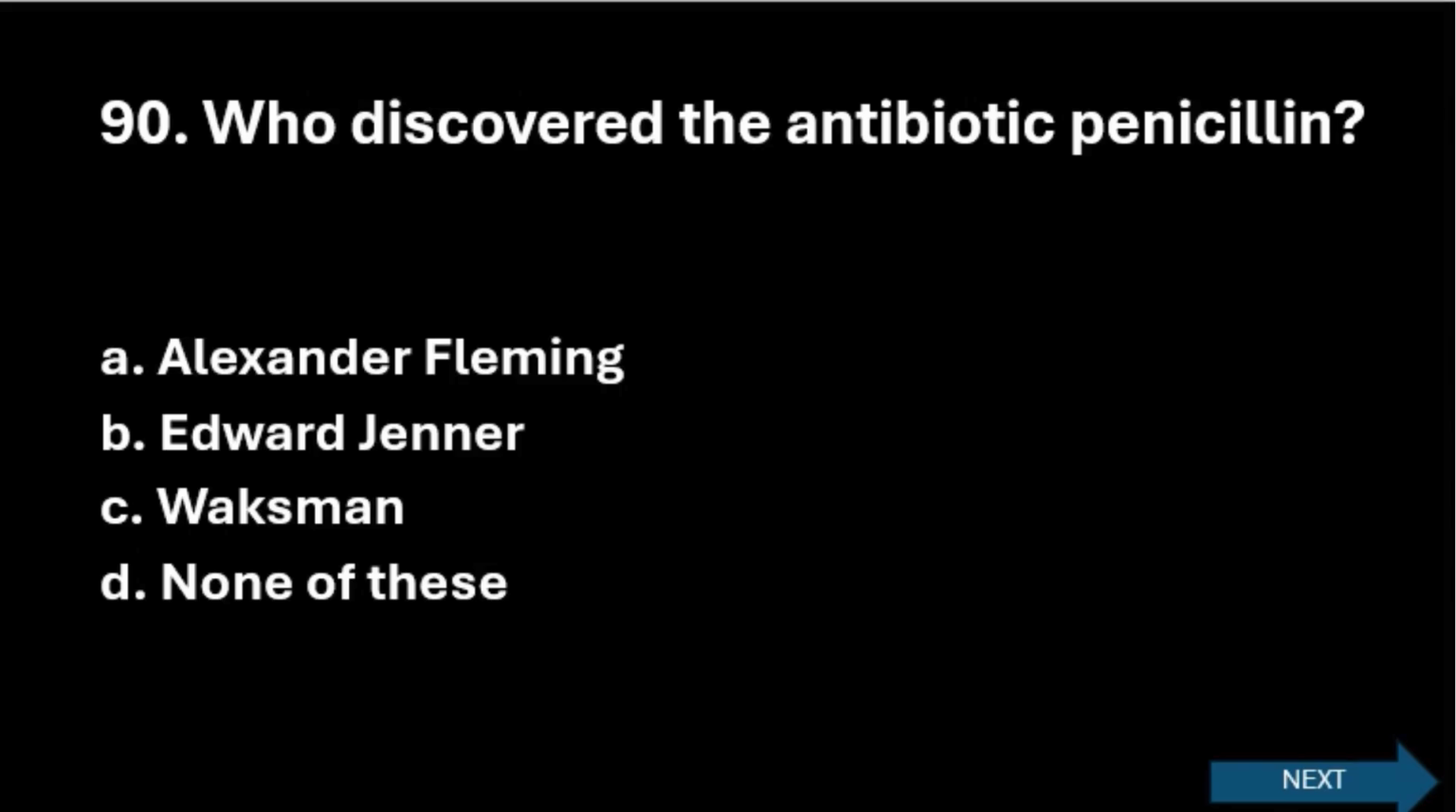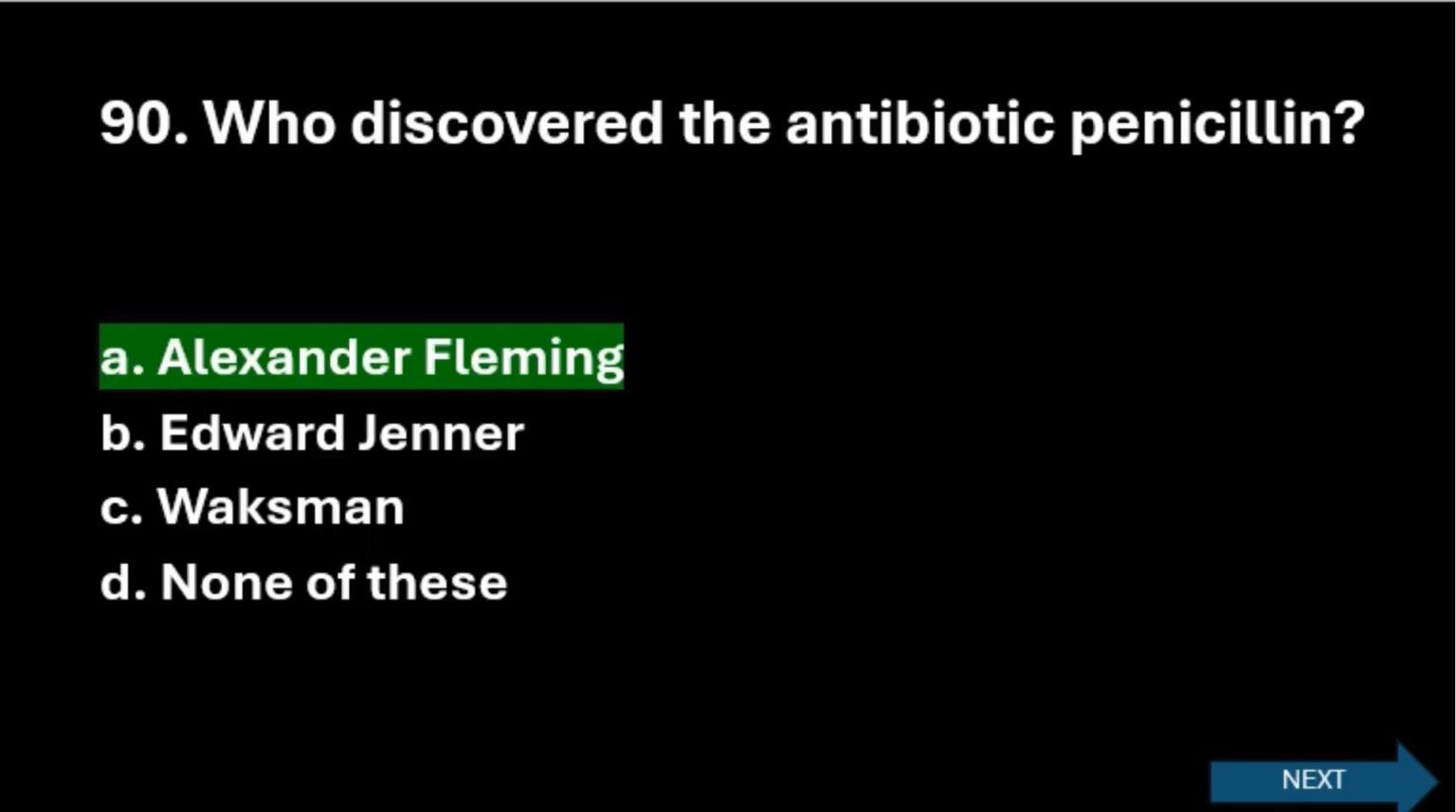Next question. Who discovered the antibiotic penicillin? Option A, Alexander Fleming. Option B, Edward Jenner. Option C, Waksman. Option D, none of these scientists. So the right answer here, everyone knows.